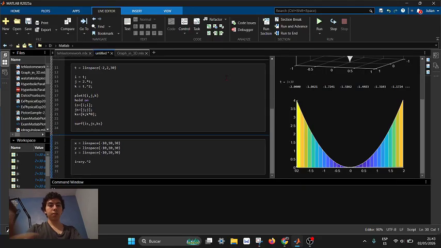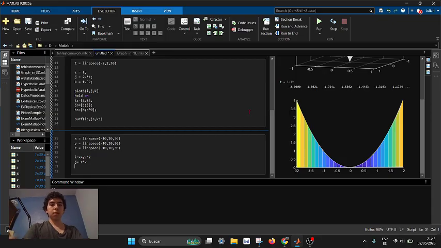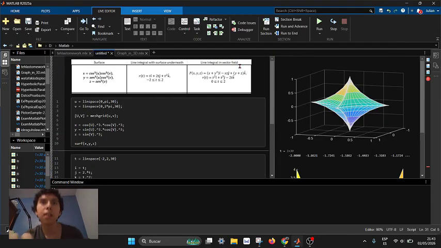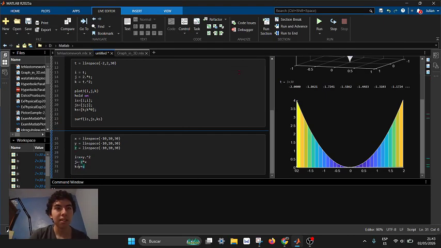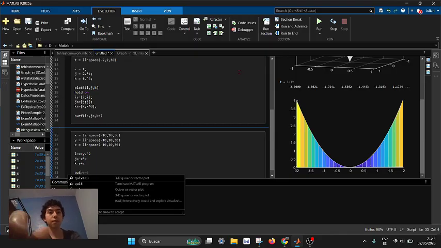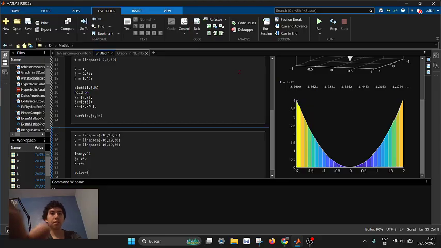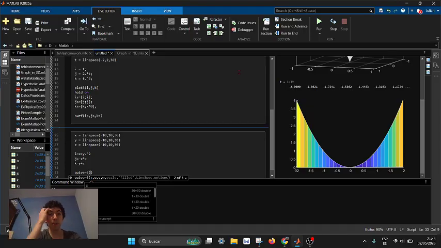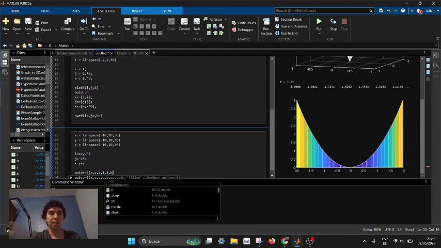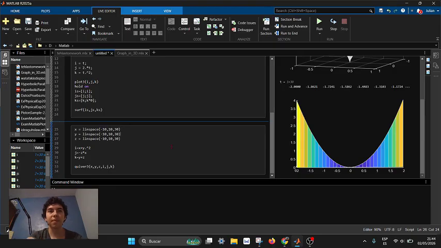J is going to be equal to minus z times x, and k is going to be equal to y plus z, and that's it. We've got our functions, and now to do the vector field, what we're going to do is use the quiver3 function. And we're going to give it all of these inputs: x, comma y, comma z, comma i, comma j, comma k. And it's going to do it on its own. Let us observe.